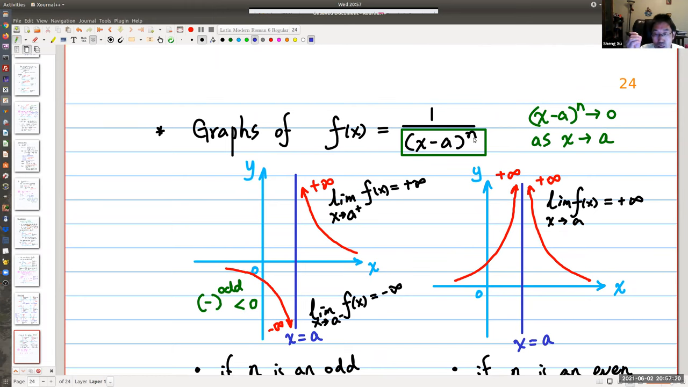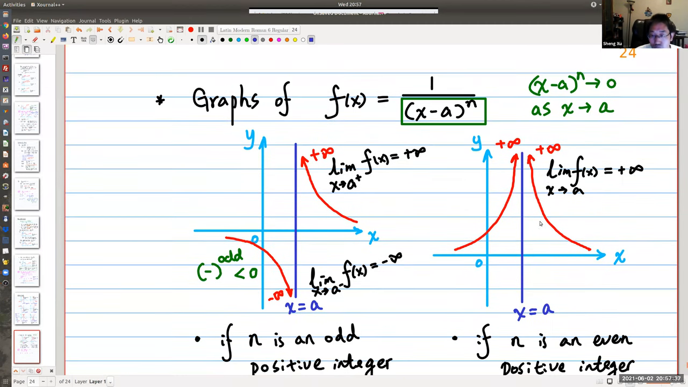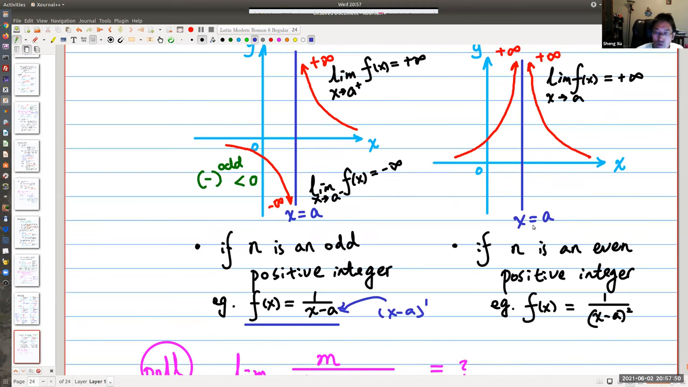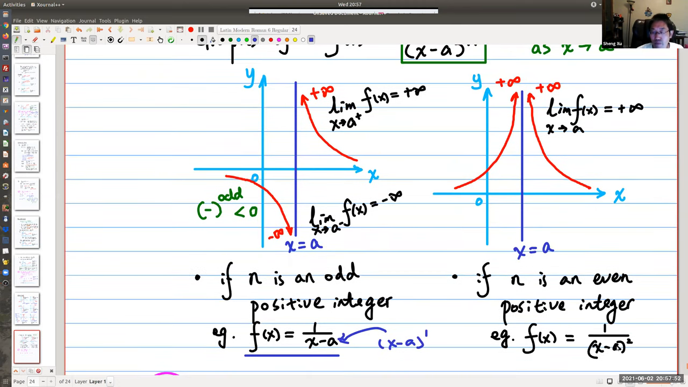Because the even power is always non-negative. So if x is bigger than a, you have an even power, for example a square, right? Square a positive number, of course, positive. But if x is less than a, x minus a is negative, you do the square of a negative number, still positive. So in this case, as x approaches a, it doesn't matter from left or from right, the function value approaches positive infinity because it's one over a positive small number, right? Does that make sense to you? So you can think of one over (x minus a) squared to understand this behavior.